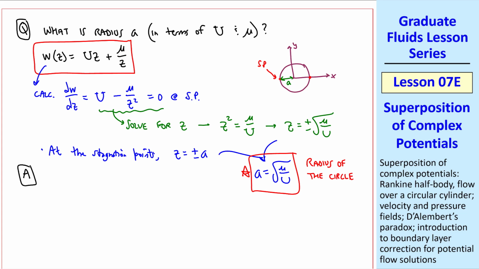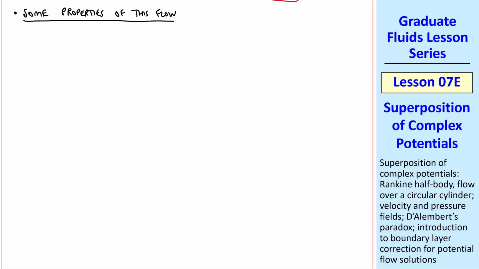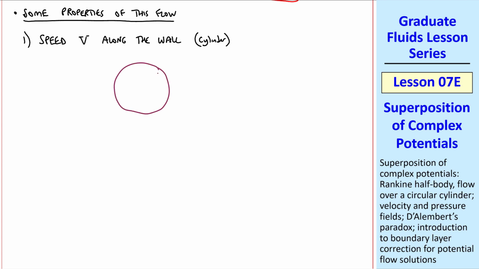So that's our answer. Let's discuss some other properties of this flow. First, let's look at the speed V along the wall being the cylinder. And keep in mind that it's really not a wall at all. It's just a streamline that happens to be a circle. I'll look at the top half only.